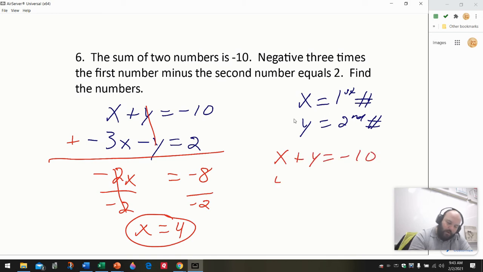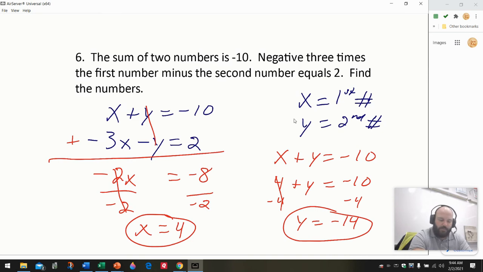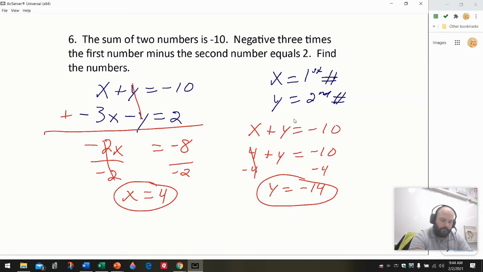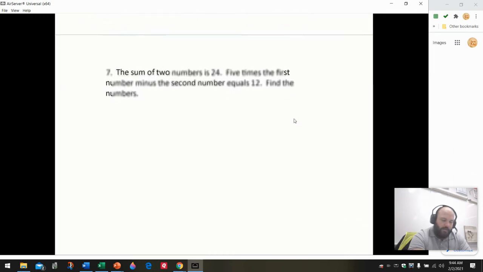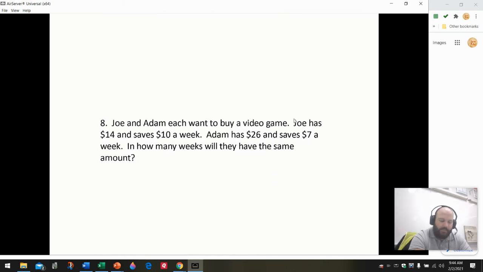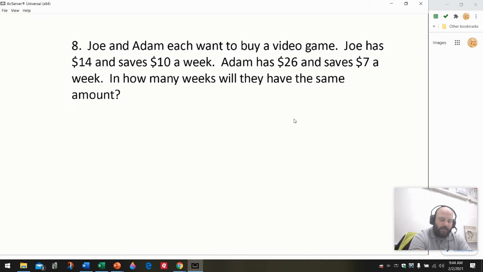And I'm going to put 4 in for x. Then I'm going to subtract both sides by 4. Y equals negative 14. And there are our two numbers. X is 4 and y is negative 14. The number 7 is very similar to the last two that I just did. So I'm actually going to skip number 7, but I am going to do number 8 with you here.